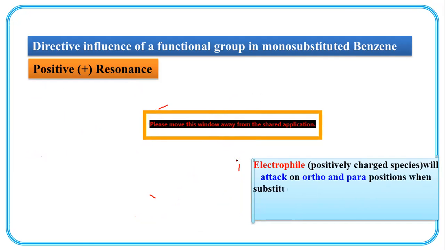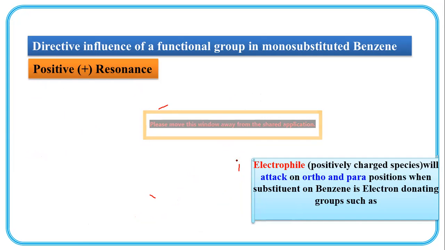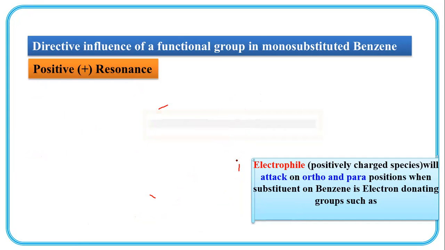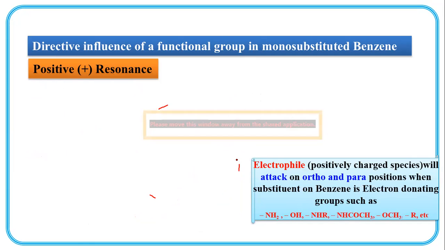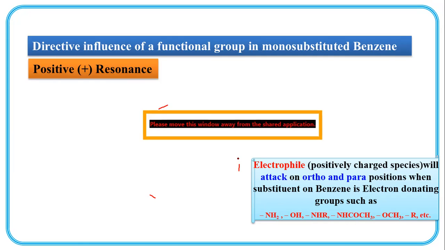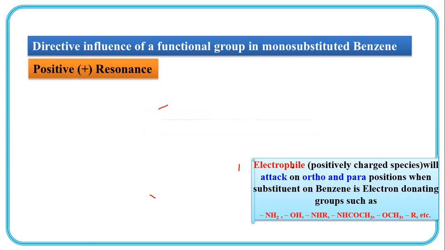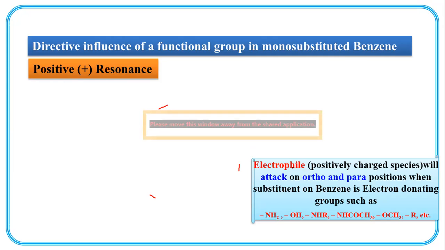Electrophiles, positively charged species, will attack at ortho-para positions when the substituent on benzene is an electron donating group such as NH2, OH, NHR, NHCOCH3, OCH3, R, etc. So, in electrophilic attack, because negative charge is present at ortho and para positions, the electrophile attacks these negative sites, which are present at ortho and para positions.